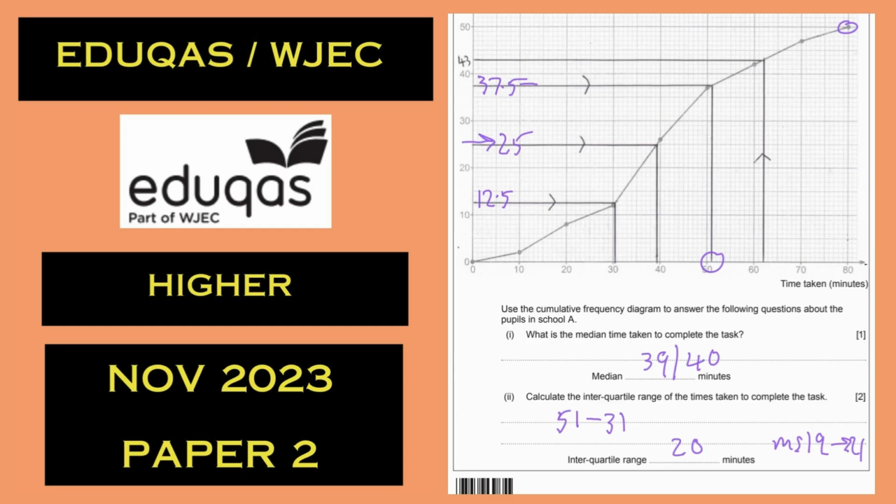The next bit says what percentage of pupils took longer than 62 minutes. Well, in order to find the percentage of students, you need to know how many students. You need to go this time to the x-axis, find 62 minutes, up to your graph, along. As you can see, my reading is 43 students, and because we're wanting those that took longer, that's the outside of the graph. So we're not going to use 43.